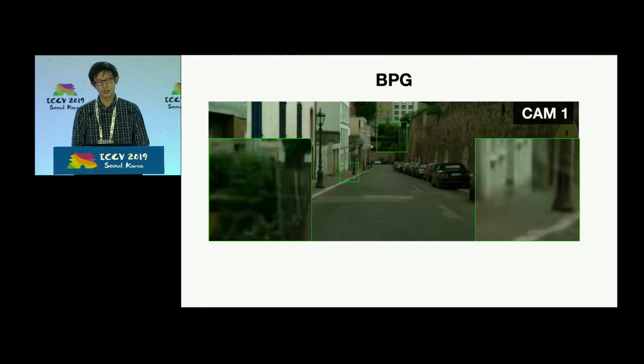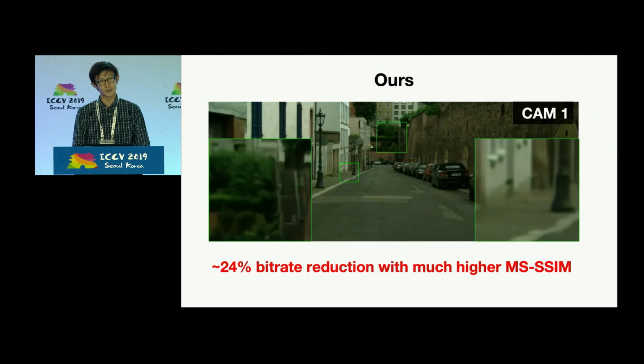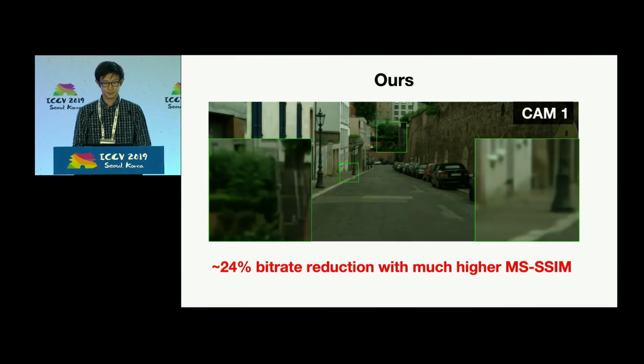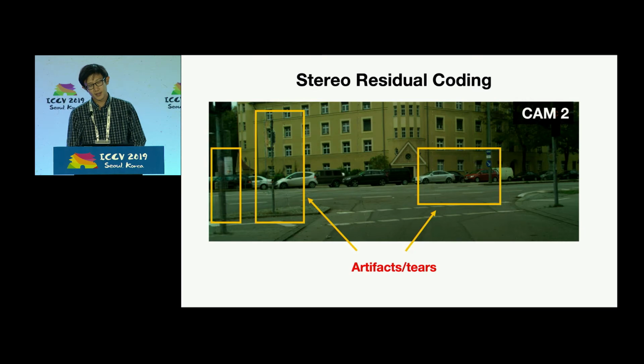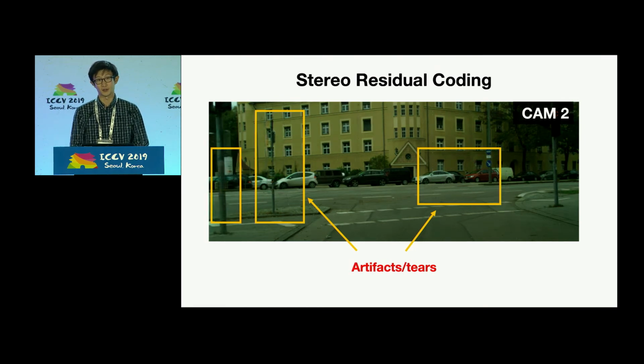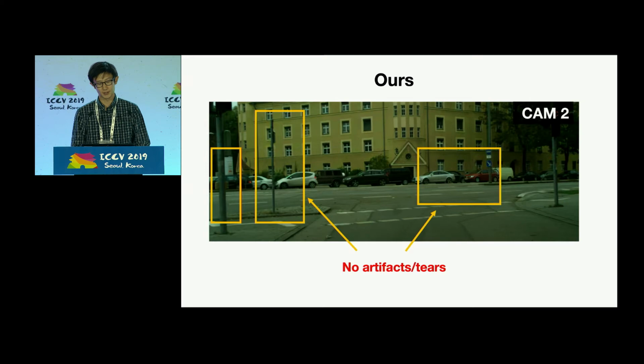Compared against BPG, our approach demonstrates a more even quality of detail, whereas BPG tends to blur certain regions while magnifying others. And compared against a residual coding baseline, which again uses motion compensation and residual coding techniques from video compression, our approach doesn't demonstrate artifacts or tears, whereas the other approach does.